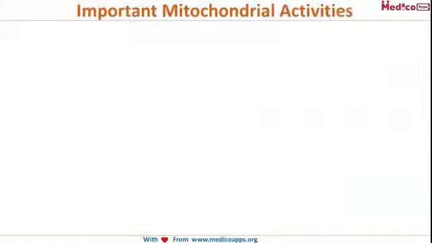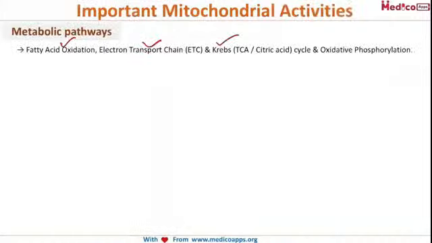Now for our exam point of view, let's look at some important mitochondrial activity. So the important metabolic pathways are fatty acid oxidation, electron transport chain and the Krebs cycle or the TCA, also known as the citric acid cycle, and also the oxidative phosphorylation. These are the pathways that occur.